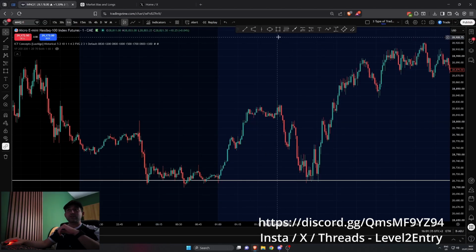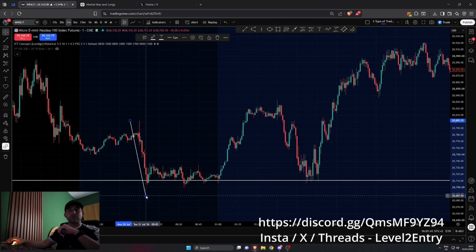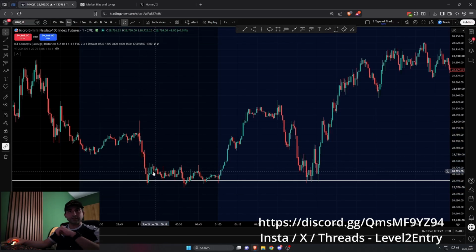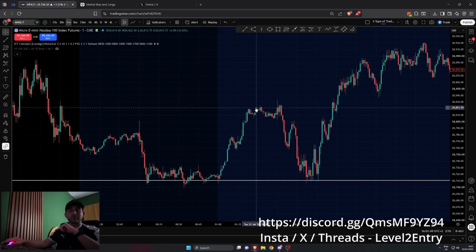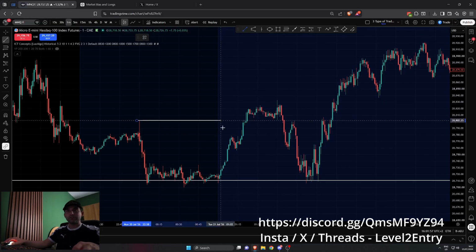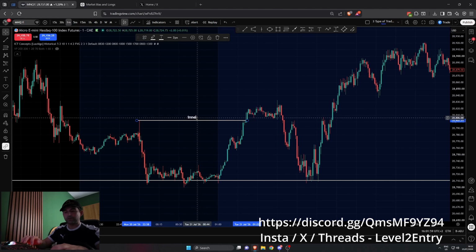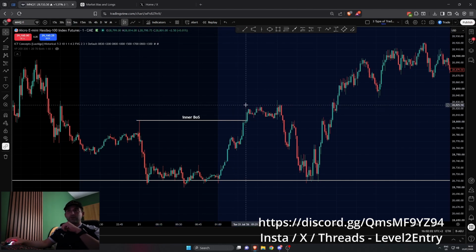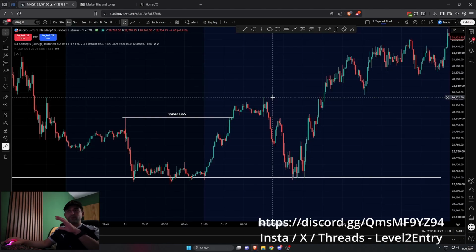As you can see here, price made this bearish move. Then it started to consolidate and made this bullish move. That bullish move, like usually, ticks one of our boxes, so I will name it inner break of structure. This bullish movement here is what we want to see. After this bullish move, price started to retrace down.